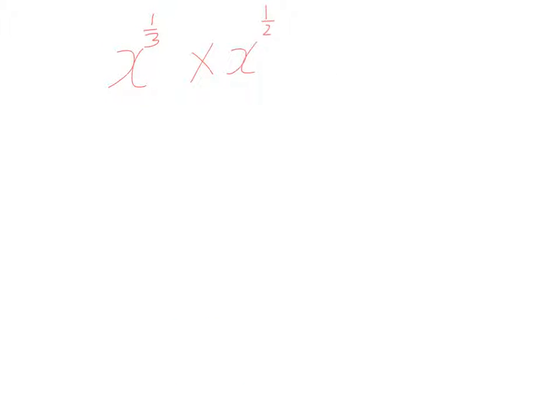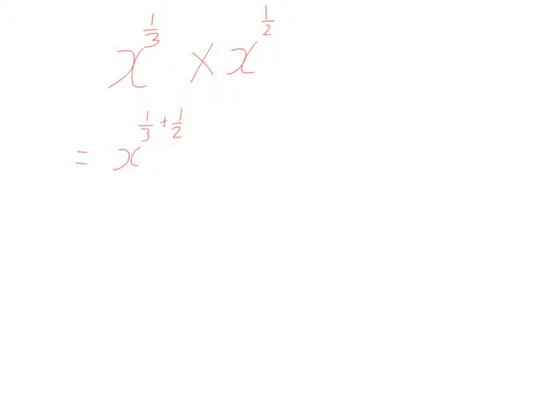Okay, here we're asked to multiply x to the power a third times x to the power a half. So, despite the fact that we've got fractions, we just apply the rule as normal because they're both x and we've got multiplying. So what that's going to turn into is x to a third plus a half. So we are now going to need to do this calculation.